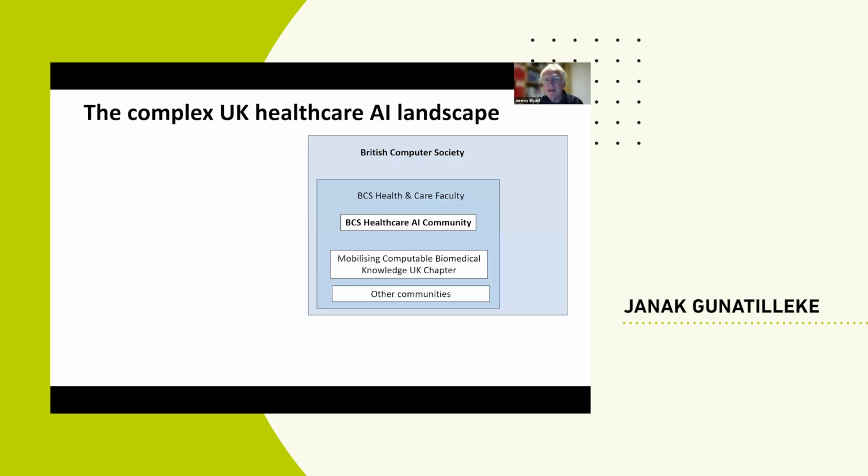And that's an important point, that we do have a very complex landscape for healthcare AI in the UK. Obviously, we are within the British Computer Society. There is the BCS Health and Care Faculty, which had its launch meeting back in October. And we are the BCS Healthcare AI community within that faculty. But there are other groups within that faculty. For example, I'm also part of the MCBK UK chapter, which I chair with Philip Scott, who chairs the BCS Health and Care faculty. And there are other communities, several other communities, which I don't know the names of, which may well have overlap and interest in the broader AI area.